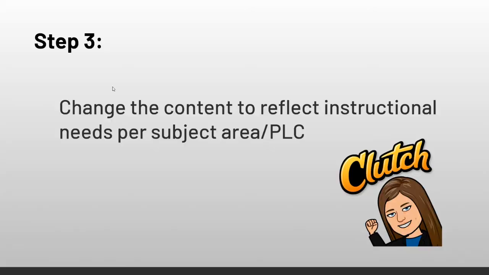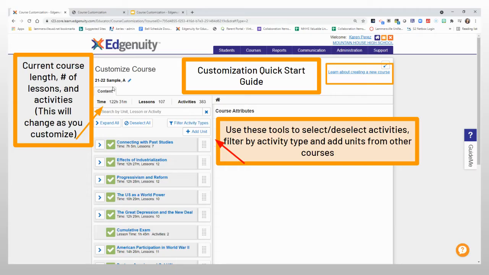Okay, so I've named the course. The next thing I'm going to do is change the content to reflect instructional needs per my subject area in PLC. All right, so as you see, that little red warning went away. I actually just changed the name of my course to Sample because whoever's creating the U.S. History course is going to want to use that for their title, and you can't have two courses with the same name. So it's my course, and a few things I want to show you here.